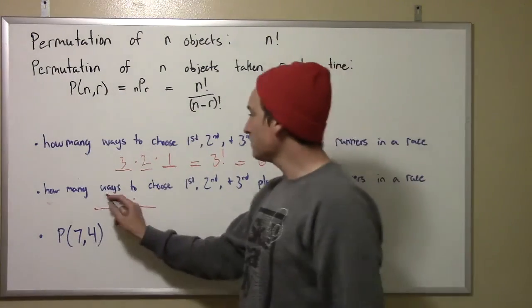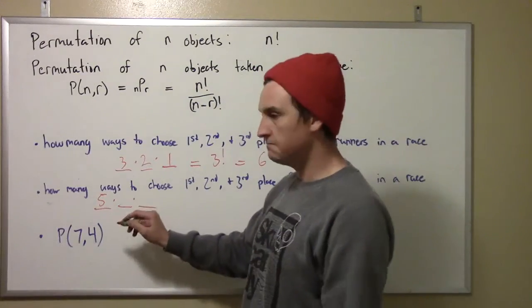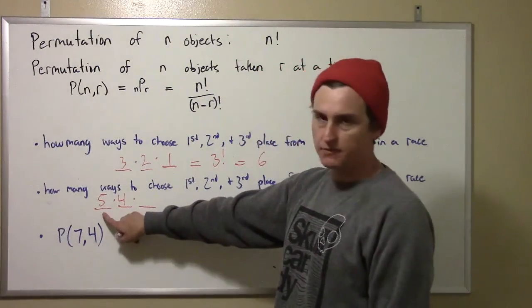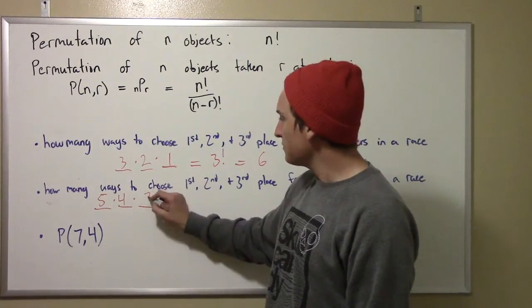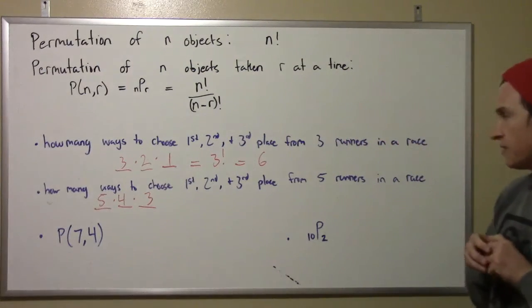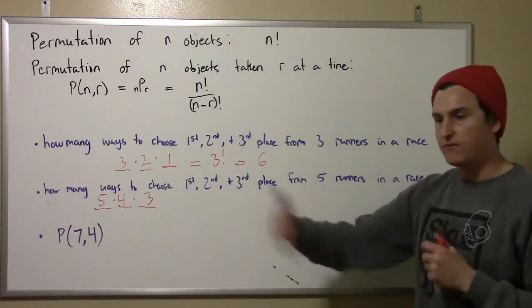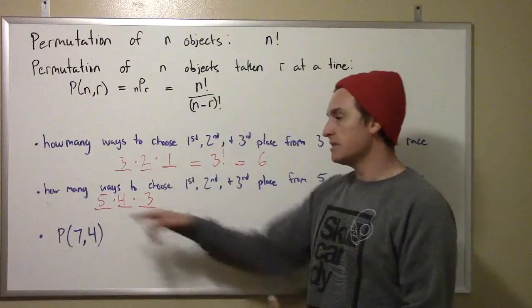So there's 5 runners for the first, or there's 5 choices for the first place. Then there's 4 choices for second place, because once we pick first place, there's only 4 guys left. And then once we pick second place, there's only 3 guys left to choose from. Okay. So that's how many different ways there are to get that first, second, and third ordering from 5 people racing. 5 times 4 times 3. So this is going to be 60.